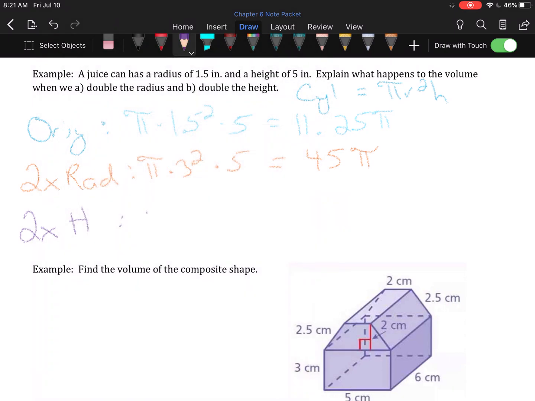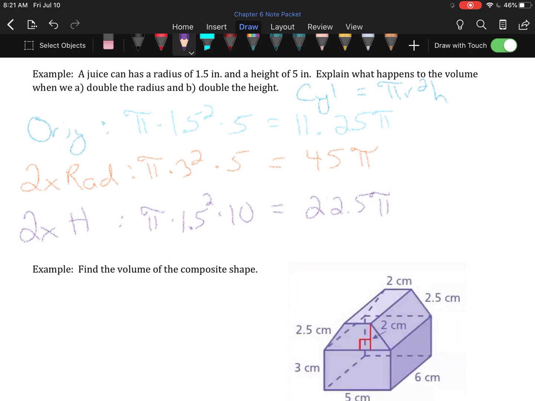And when I leave the radius alone, so the radius will go back to 1.5, but double the height, let's see what happens here. 1.5 squared is still 2.25. 2.25 times 10 is 22.5. And it's 22.5 pi.